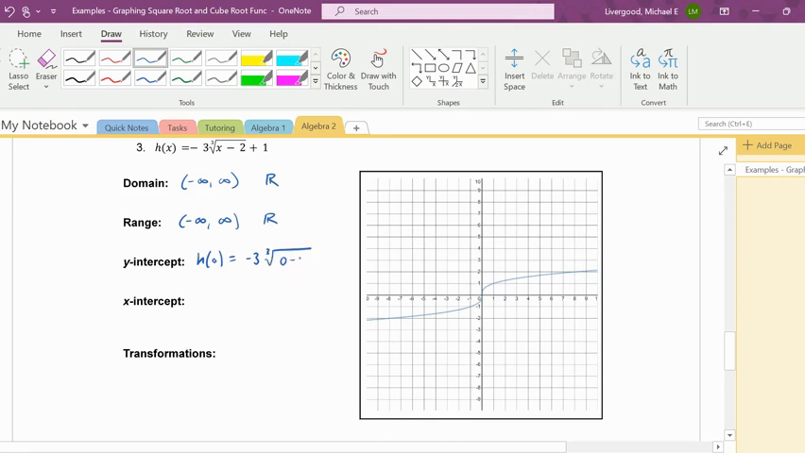Negative 3 times the cube root of 0 minus 2, plus 1. Now, what you're thinking is probably what I'm thinking right now. I don't really know the square root of negative 2. Sorry, the cube root. So the cube root, though, we can use a calculator.